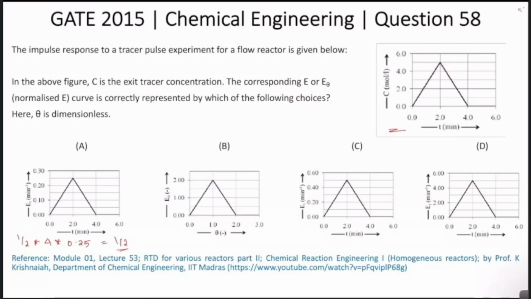And we do the same for the remaining three options. So the area under the second curve will be half into 2 into 2, and that is 2. And the third one is half into 4 into 0.5, and this is 1. And just for surety, we will also calculate the final area, which is half into 4 into 5, and that is 10.